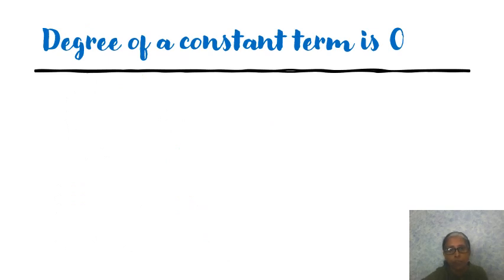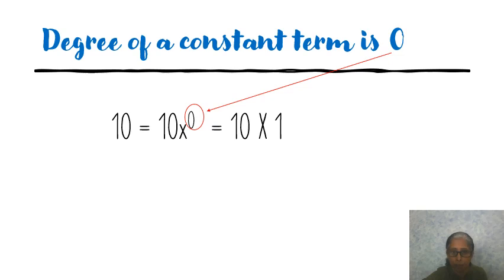Now, see the degree of a constant term. That is a term without a variable. That is what we are going to learn now. We have taken the example 10. Is this a polynomial? Yes, it can be written as 10x to the power 0. So what is the degree of the term? It is 0. Remember that a constant term will have degree always 0.